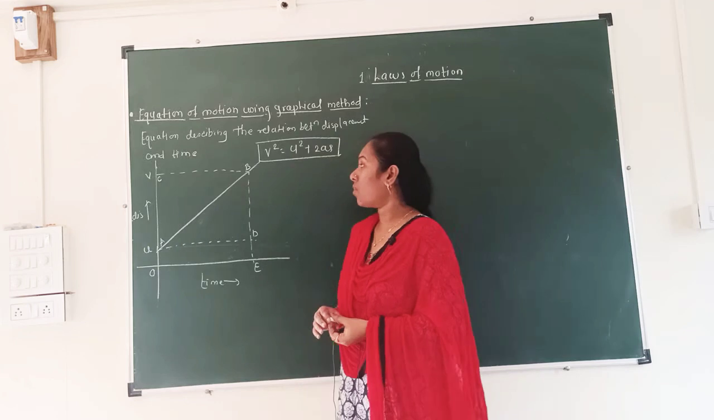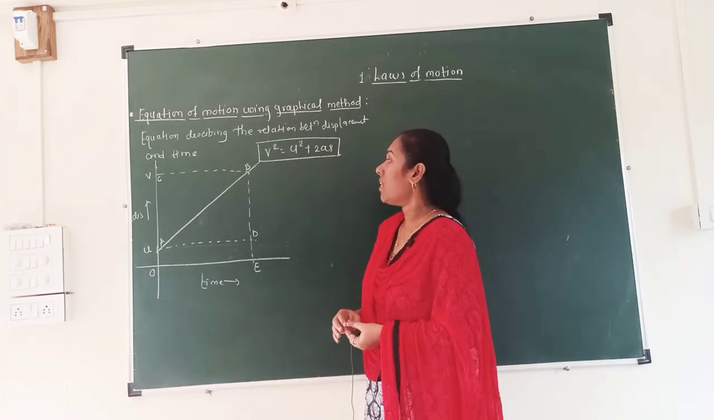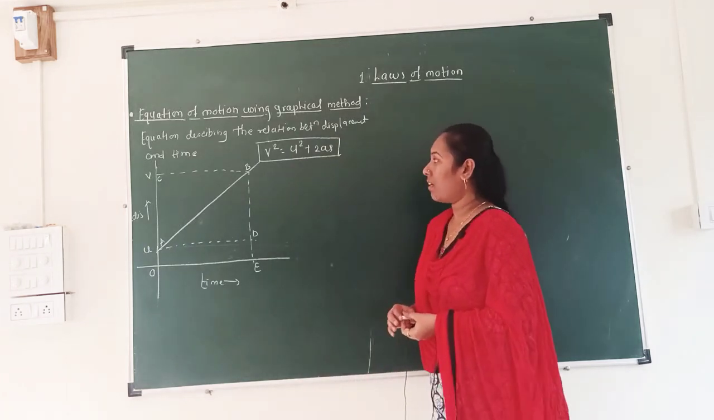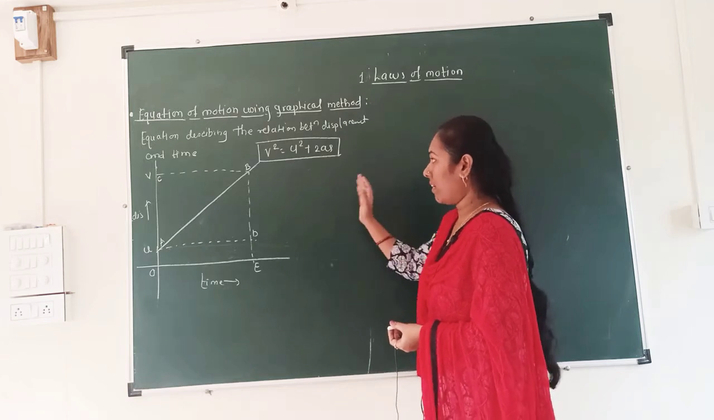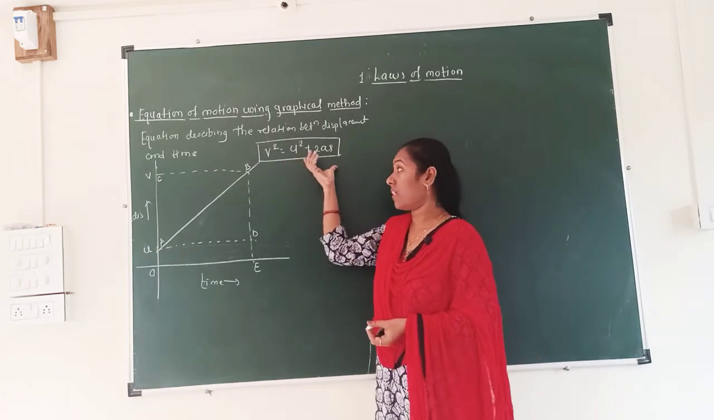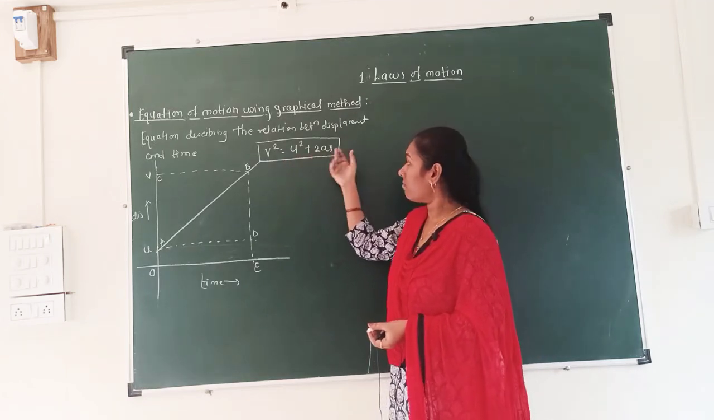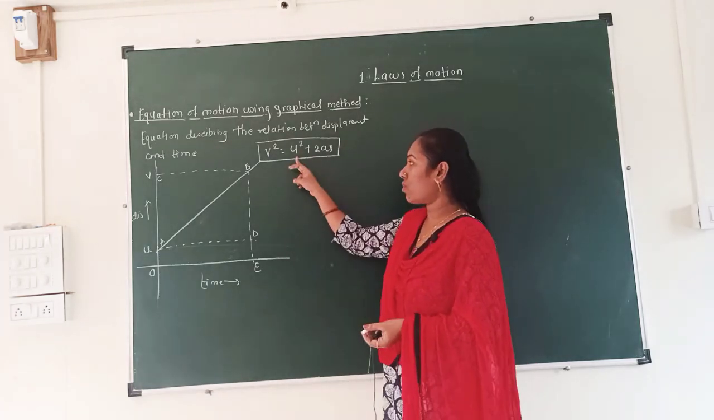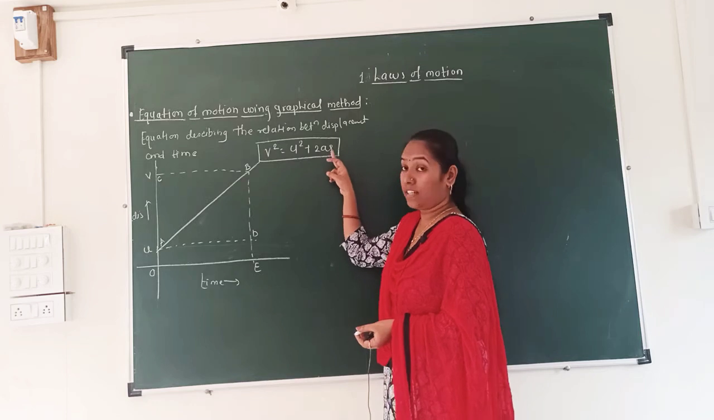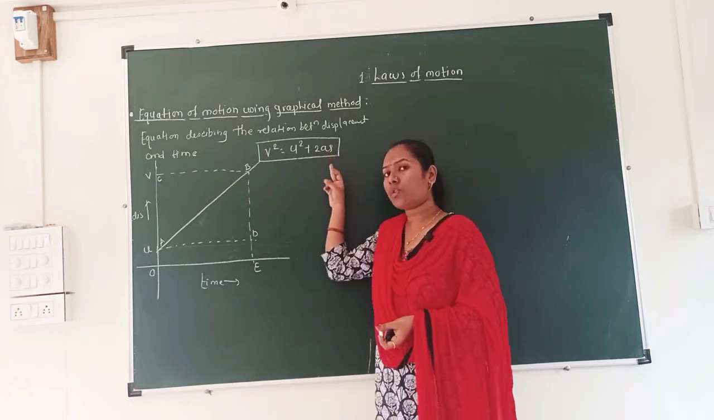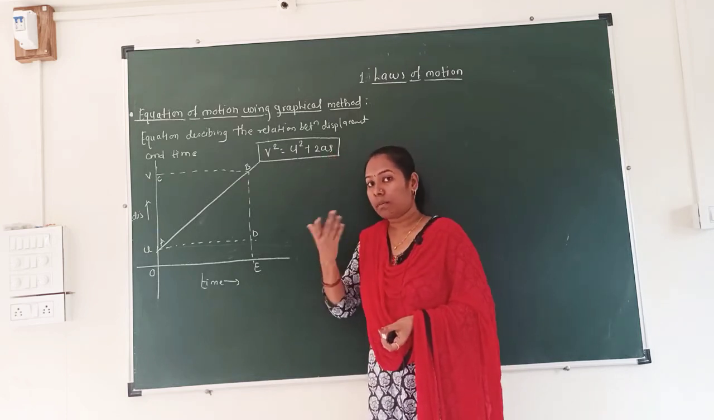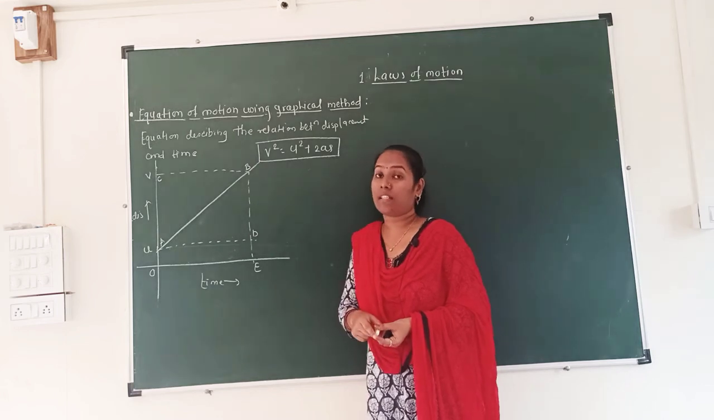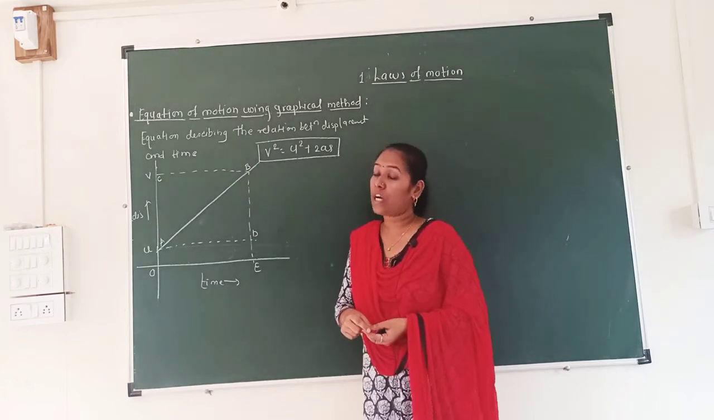In this video we are going to learn equation number 3, which is v square is equal to u square plus 2as. How do we get this equation? Here s, as I have already told you, is nothing but the distance covered by an object.